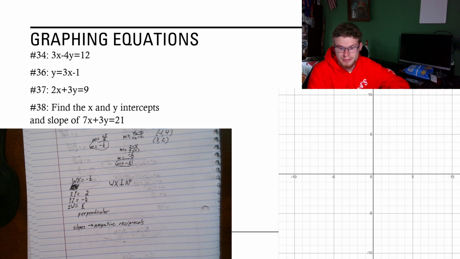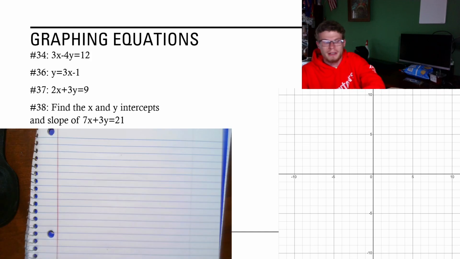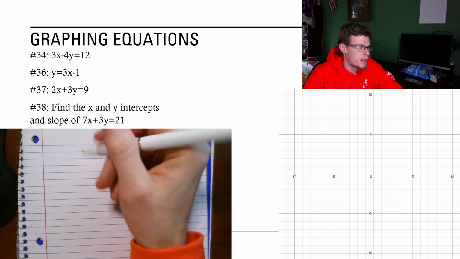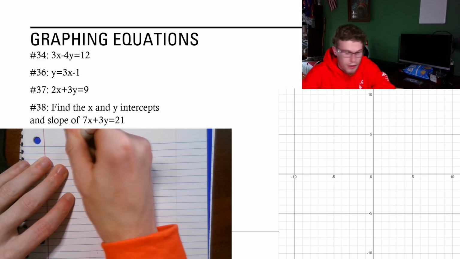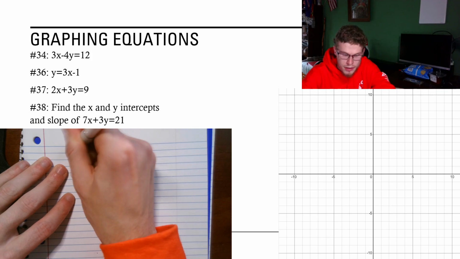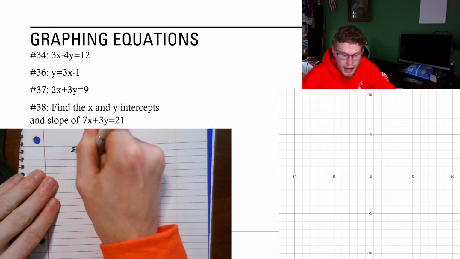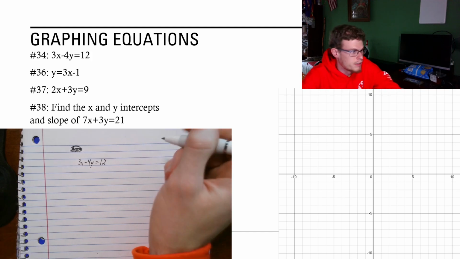Next, graphing equations. Again, when you're graphing equations, there's multiple ways to do this, but 34 asks you to graph by finding the x and y intercepts. So how do you find the x and y intercepts? You go 3x minus 4y equals 12. That is our equation there.